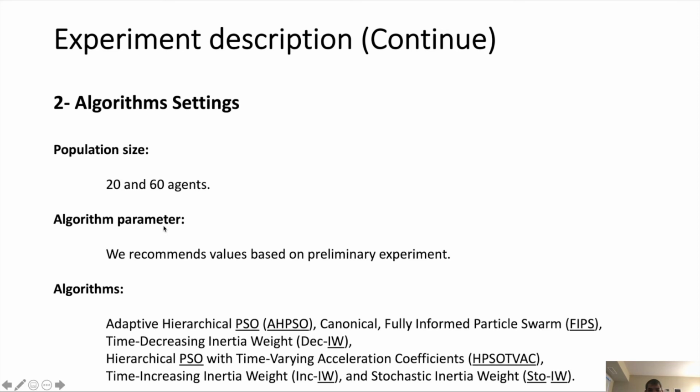Regarding the setting of the algorithm, we first tried 20 and 60 agents. Regarding the parameters of our algorithms, MTO and MTOCL, based on some preliminary experiments that we have conducted, we recommended some values for these parameters. And these are the algorithms that we are comparing with. All of them are based on PSO, the particle swarm optimization algorithm, but different variants of this algorithm.